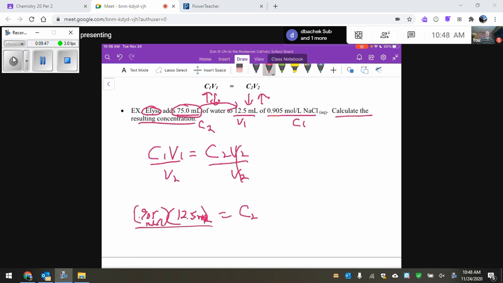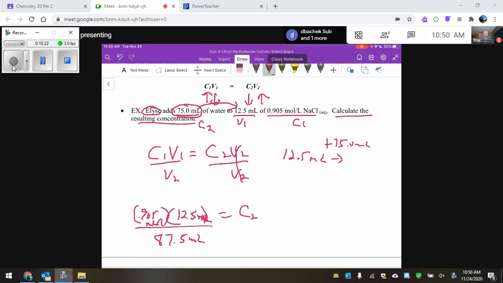So what is my final? What is my final? Give me 1 second here. Okay, so yeah, we have to add 75 in this case. So what we want as the final volume, if I start at 12 and a half, and I'm going to add 75, that should be a total of 87 and a half milliliters here.